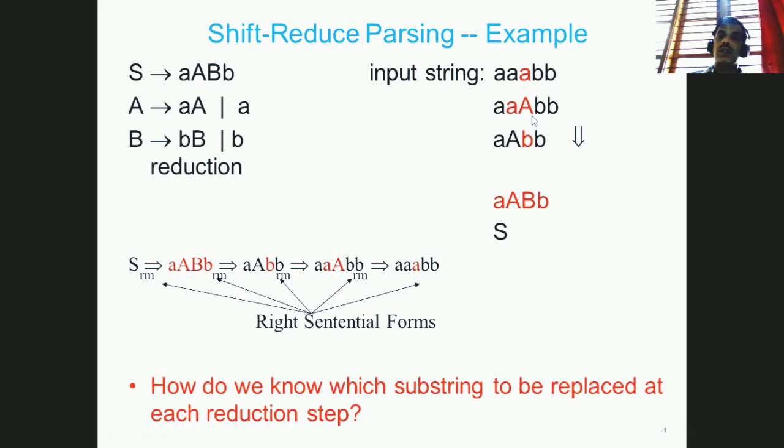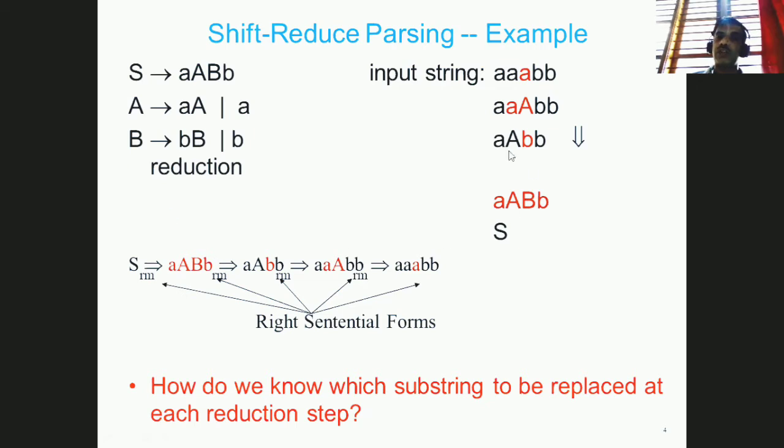Then the previous right sentential form becomes a, capital A, b. Now my handle, that is the string matching the right side of the production, is the middle a, which will be replaced by A. My next right sentential form becomes a, A, b. Once again, b becomes the handle, that is b will be replaced by capital B. My sentential form becomes a, A, B. So this A, B matches the right side of the production, so then I'm going to replace it by S.